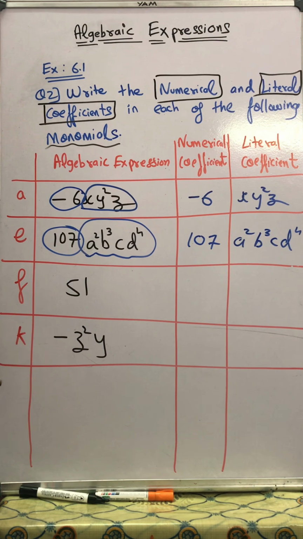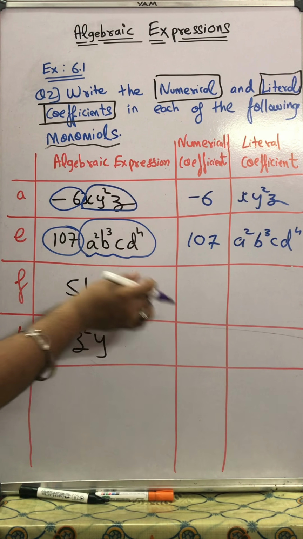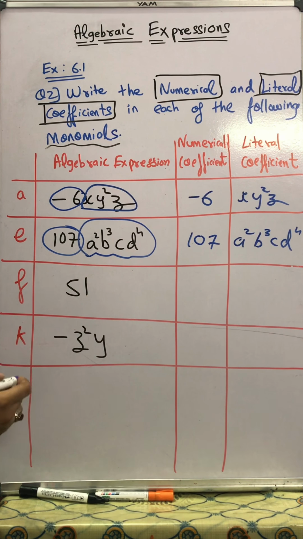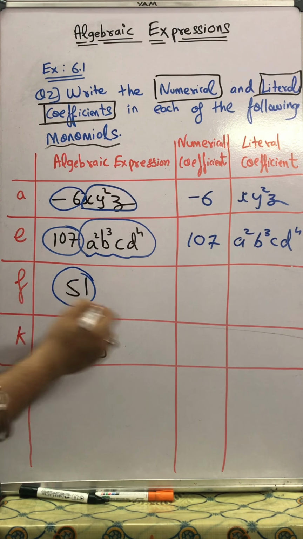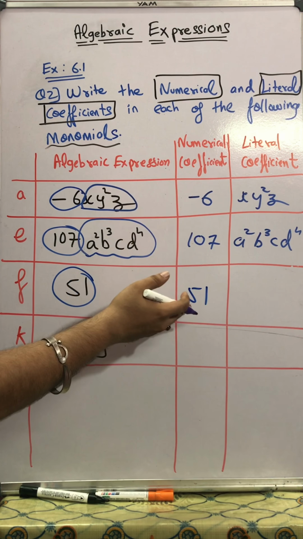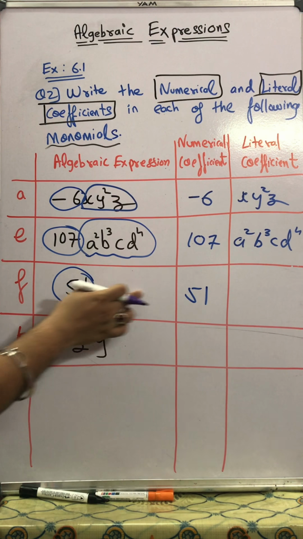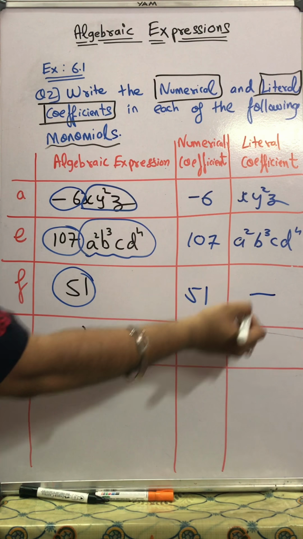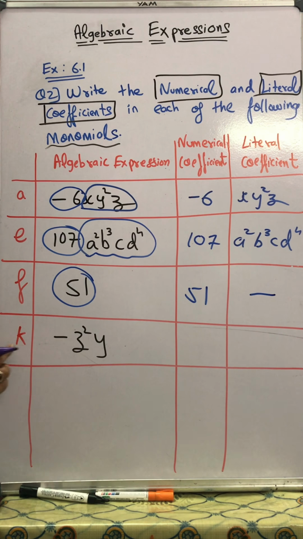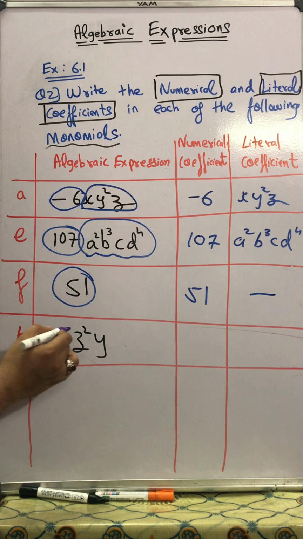Okay, students, we don't have any alphabets over here. We just have a number, which is 51. So 51 is a numerical coefficient. But we don't have any alphabets over here, so I'll just mark a dash over here. That's it. Next one, sub question K, it is minus z square y.